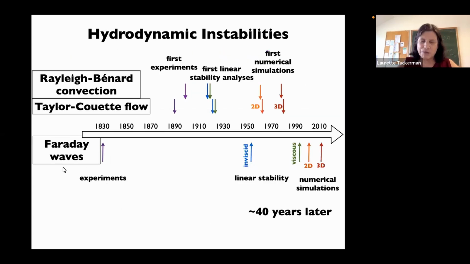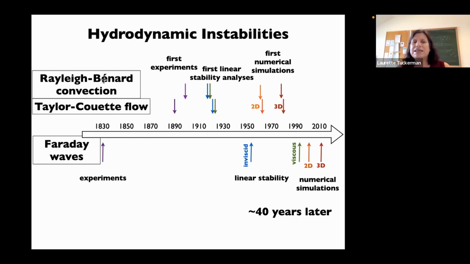So Faraday waves are a pattern forming system like Rayleigh-Benard convection and Taylor-Couette flow. These are all very important, prototypical pattern forming systems. And Faraday waves, as I said, were first studied scientifically in 1831, whereas Rayleigh-Benard and Taylor-Couette were studied much later, in the 1890s, 1890 something for Couette, and something like 1900 something for Bénard.